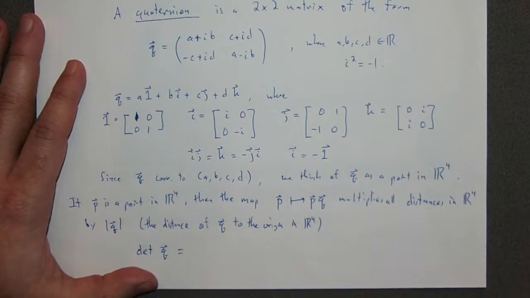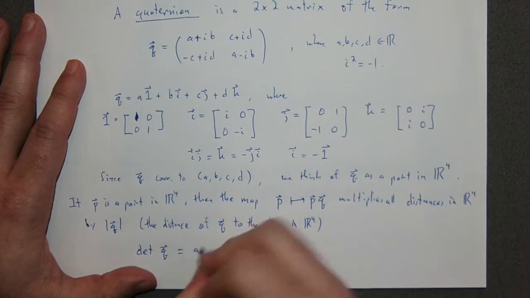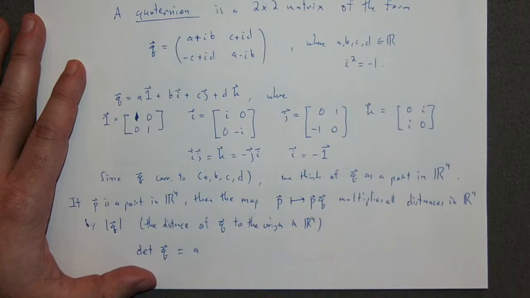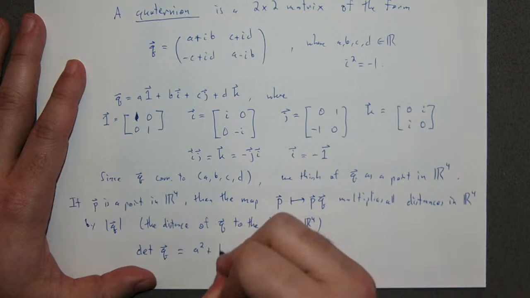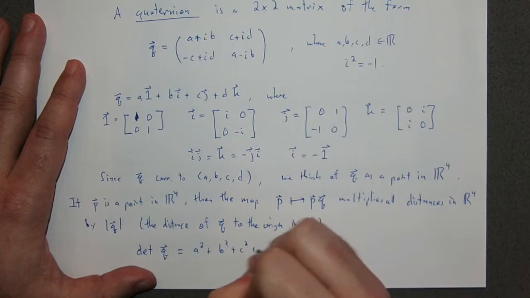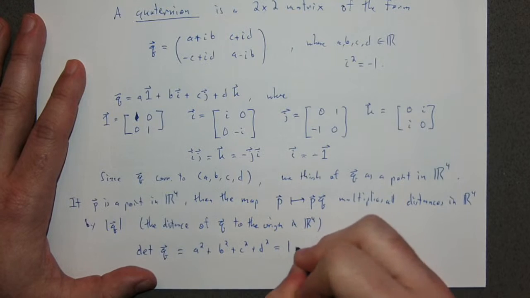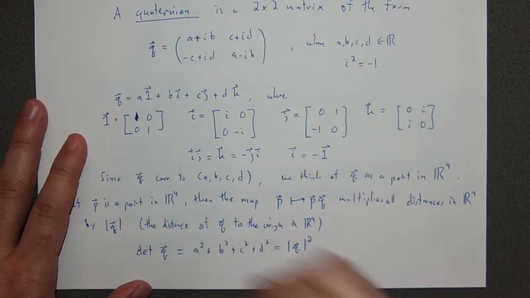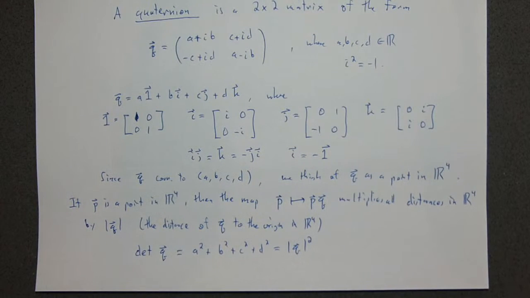Which, if you work out algebraically what you get when you do that, these minus signs work out perfectly so that what you get here is a squared plus b squared plus c squared plus d squared, which is exactly the length of Q. Okay, sorry, length of Q squared, because there's no square root here. Okay.